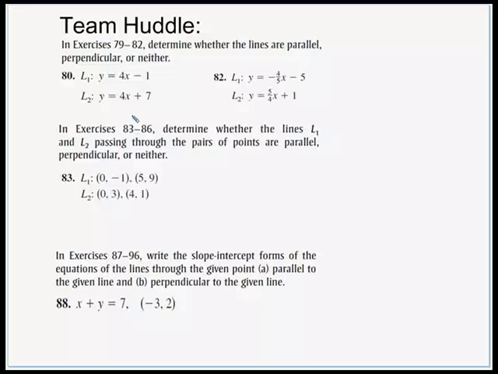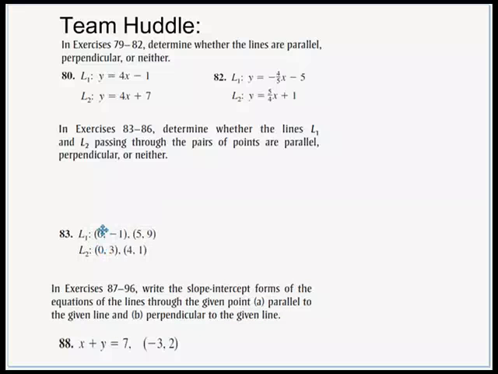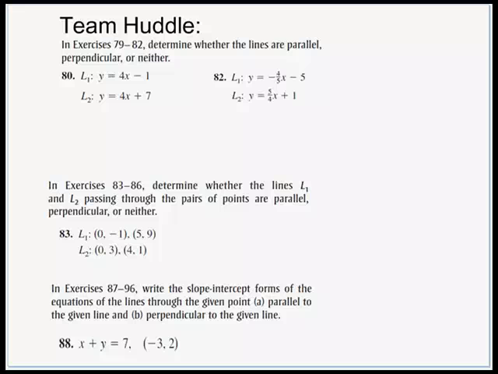A few practice problems here. The first one's tell if they're parallel, perpendicular, or neither. 83, find the slope between the points. The last one is write the slope-intercept form of the equations parallel to and perpendicular to the given line that go through the given points. So pause the video, try the problems, and start her back up.